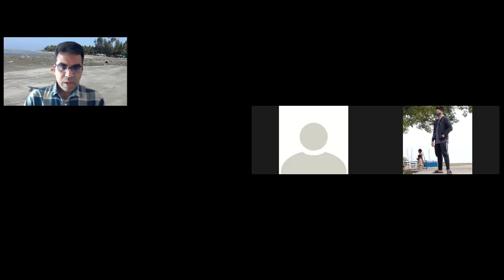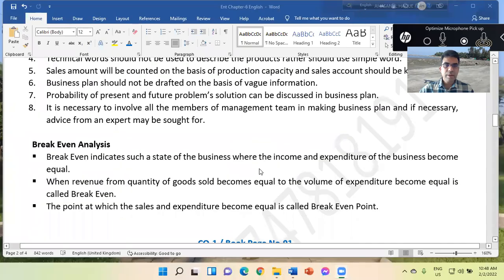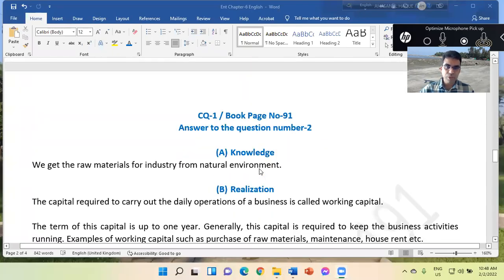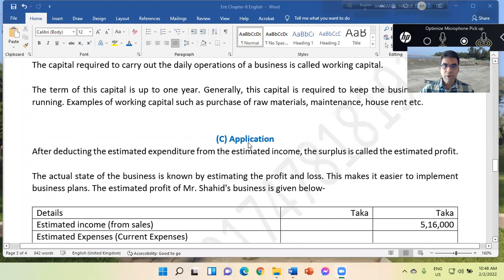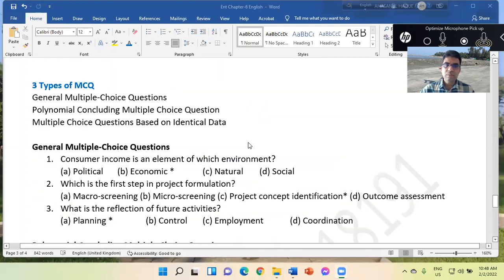And today's class will be held on Chapter 6, Business Plan and Exercise. MCQ and CQ will be solved of this chapter. Here is written page number 90, multiple choice questions. You know, there are 3 types of multiple choice questions.